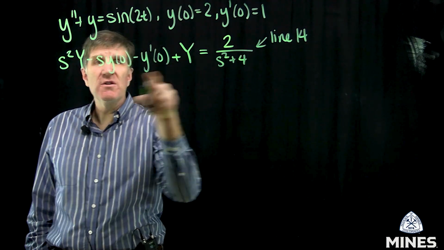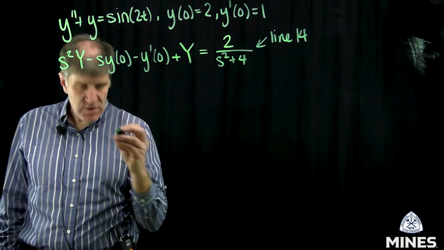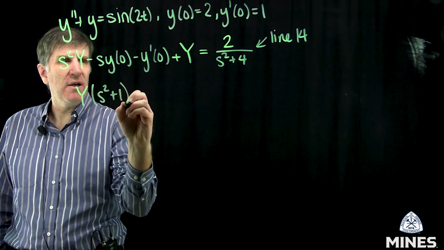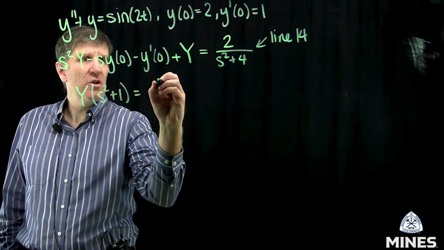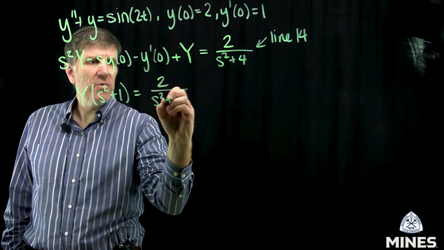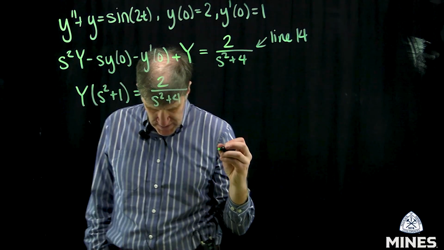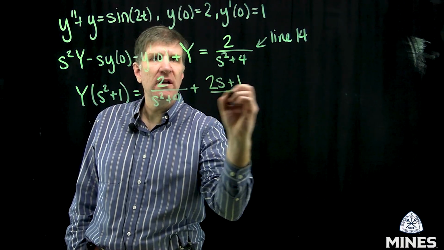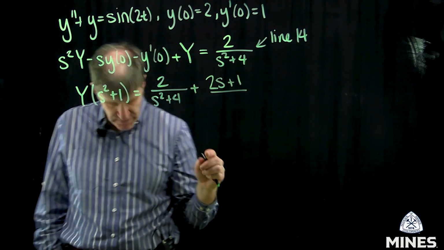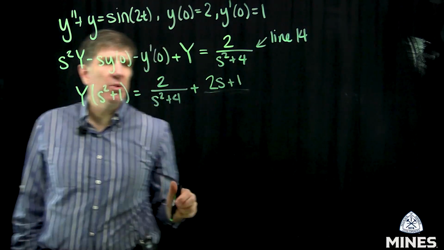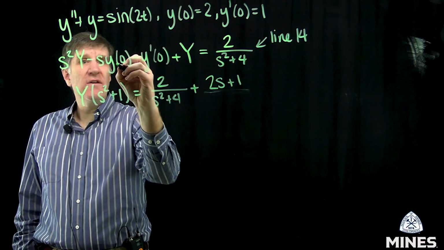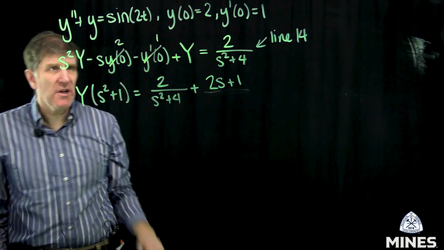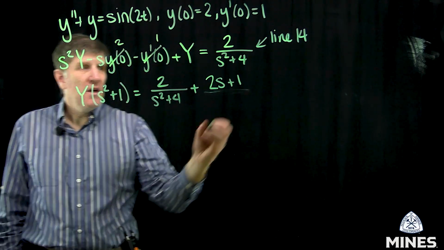What do we need to do? We need to solve this for capital Y. So this is capital Y times s squared plus 1 equals 2 over s squared plus 4 plus, I have 2s plus 1, just 2s plus 1 for now, sorry. So plus 2s plus 1, that is y of 0, this is a 2, and y prime of 0 is a 1. So I put those on the other side, I have 2s plus 1.